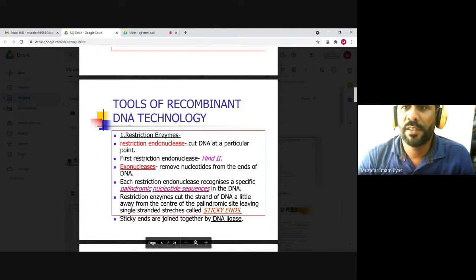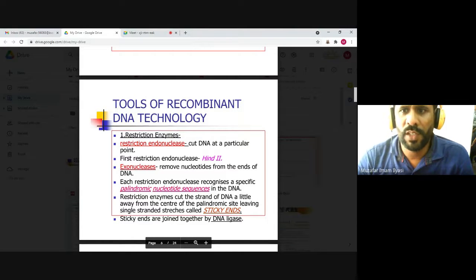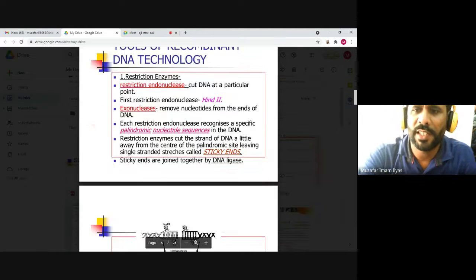Restriction endonucleases cut DNA at a particular desired point. The first restriction endonuclease developed was named HindII. Exonucleases remove nucleotides from the ends of DNA. Each restriction endonuclease recognizes a specific palindromic nucleotide sequence in the DNA. Restriction enzymes cut the strand of DNA a little away from the center of the palindromic site, leaving single-stranded stretches called sticky ends. Sticky ends are joined together by DNA ligase.